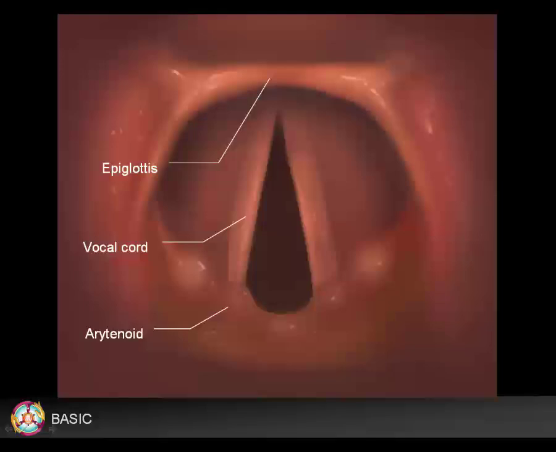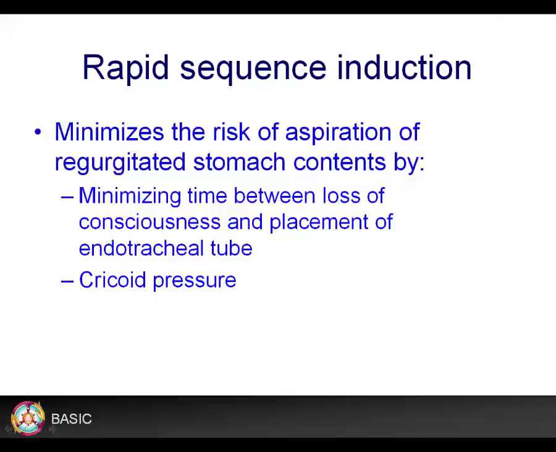During laryngoscopy, these are the important landmarks you're aiming to see: the epiglottis, the vocal cords, and the arytenoid cartilages. Most ICU patients are at risk of aspiration of gastric contents during intubation, and therefore rapid sequence induction and intubation is required. This minimizes the risk of aspiration by minimizing the time between loss of consciousness and intubation, and by the use of cricoid pressure.